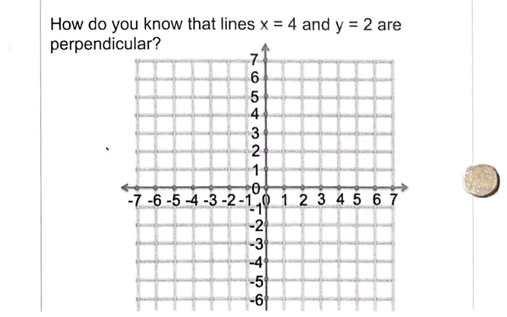So I'm going to have you do the U-tries in just a moment, but before we do that, I want to go over this very last example. It says, how do you know that the lines x equals 4 and y equals 2 are perpendicular? So let's review again how we graph those lines.